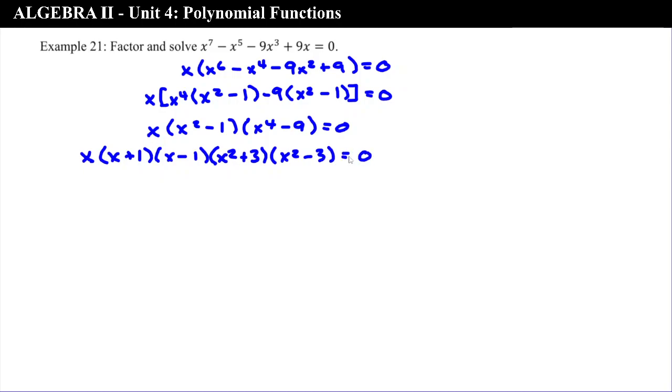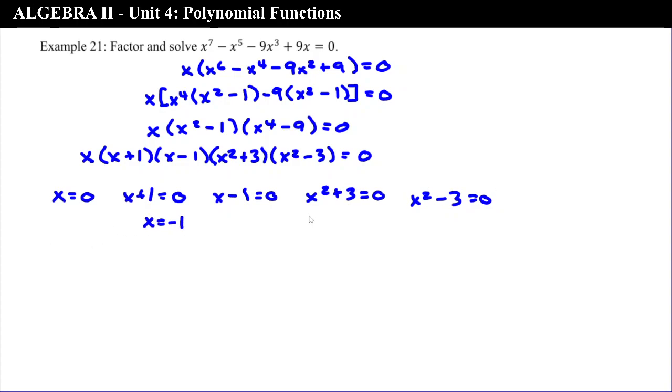We are done factoring. There's no more factoring to do. So let's set each of these pieces equal to 0. Well, the first one gives us a solution right away. X equals 0. X plus 1 equals 0. X minus 1 equals 0, x squared plus 3 equals 0, and x squared minus 3 equals 0. So x equals negative 1, x equals positive 1.